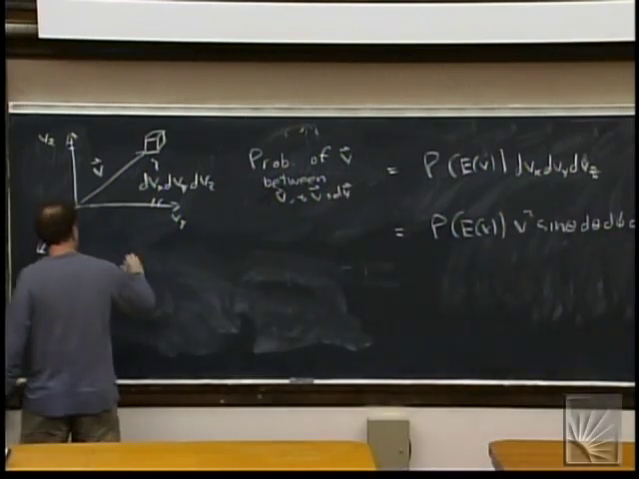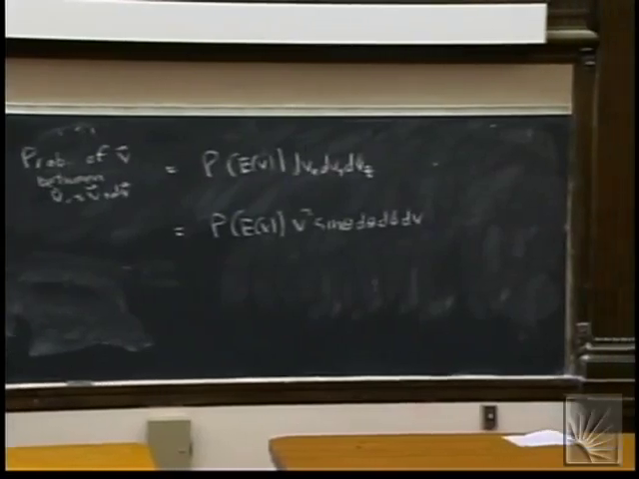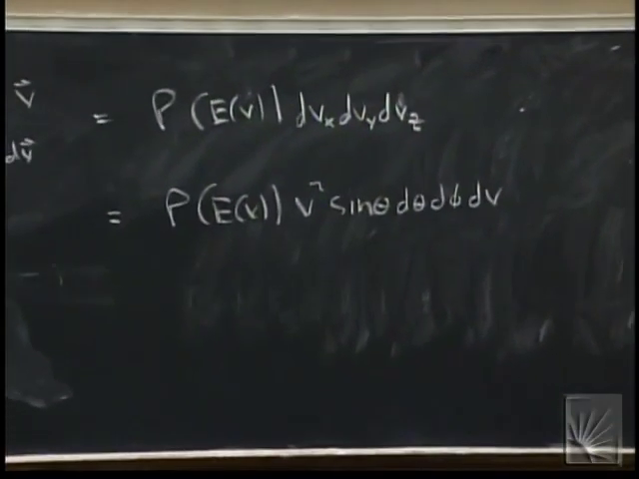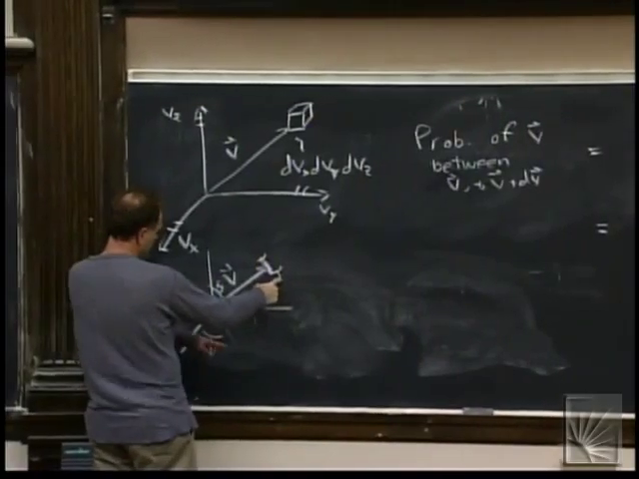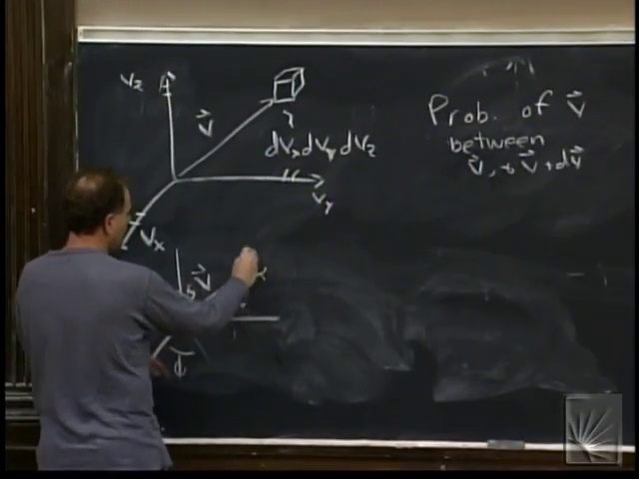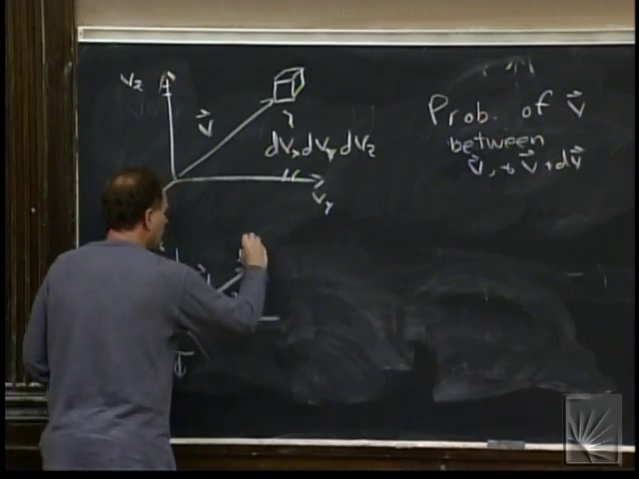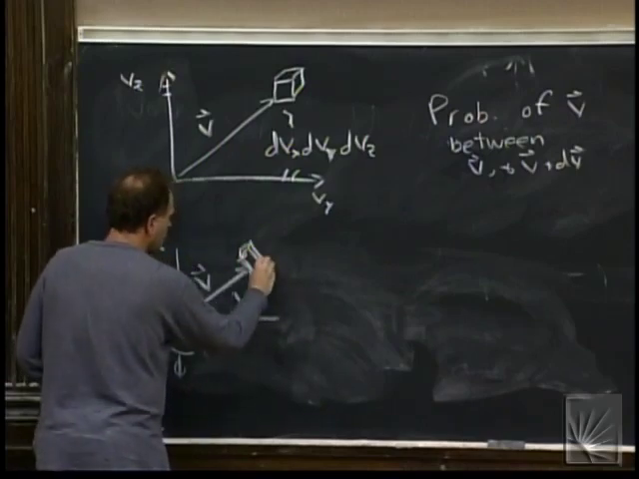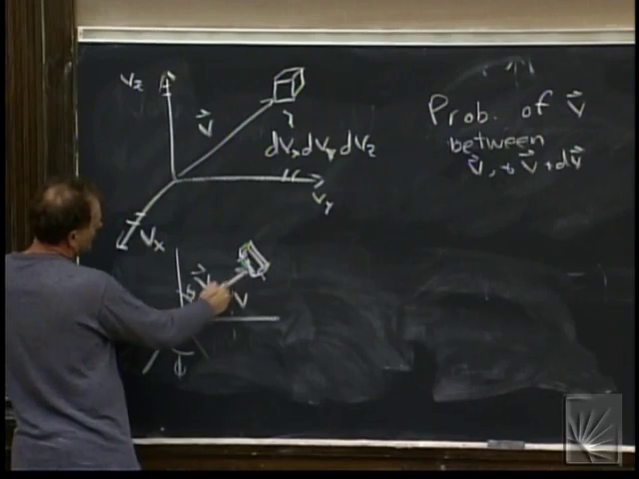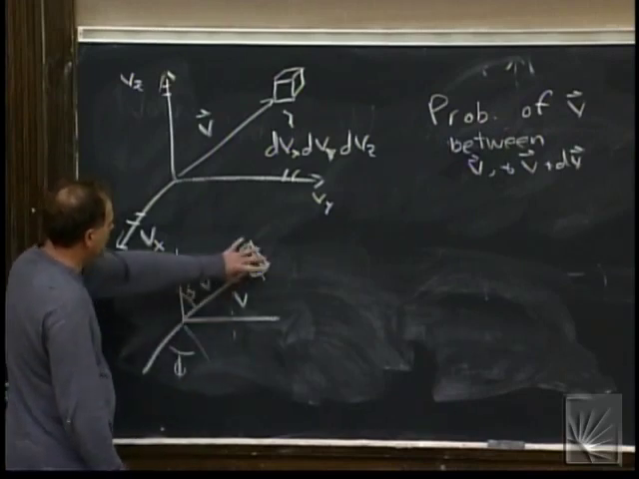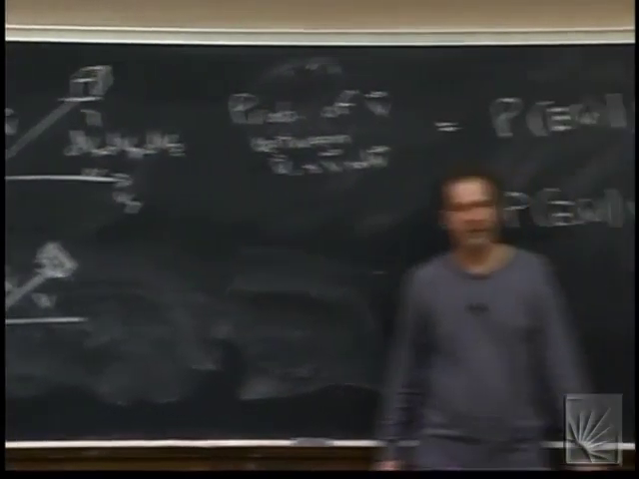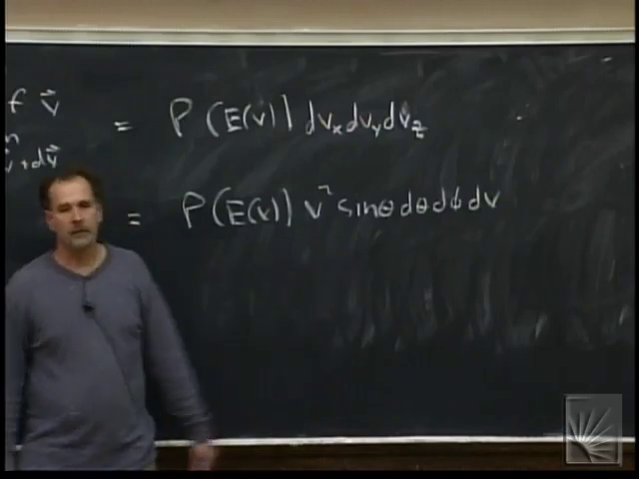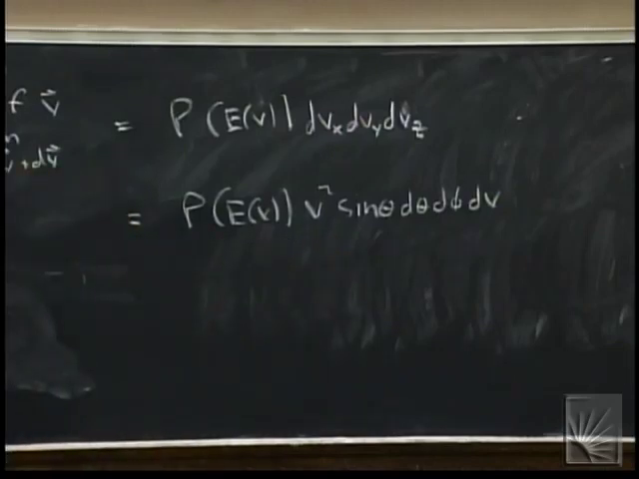Because if I have a little increment in theta, that carves out a slice whose length is v d theta. And then if I have a little increment in phi, I have a little side here whose length is v sine theta d phi. And then if I vary the total magnitude of the velocity, I get a final volume which has a dv in it, and that's the whole so-called volume element, right? So that's straightforward.